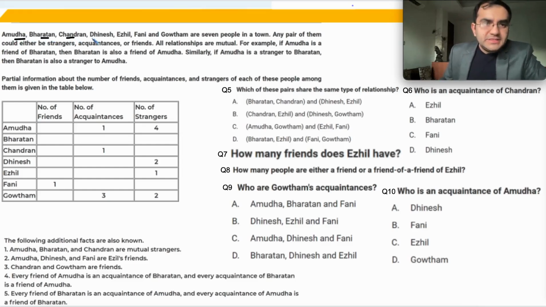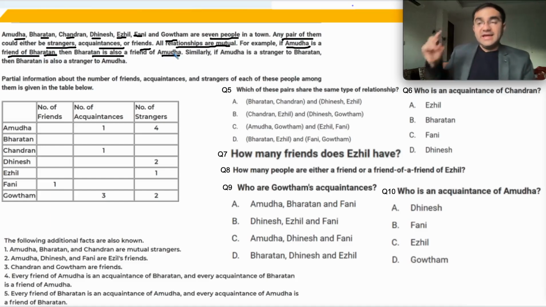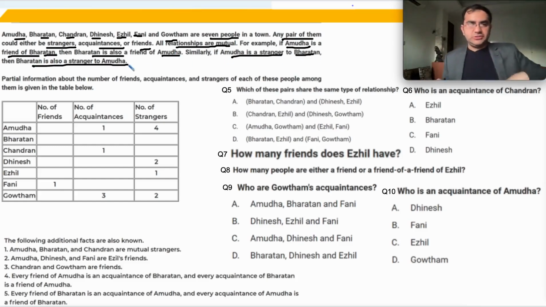A, B, C, D, E, F, G are 7 people in a town. Any pair of them could be strangers, acquaintances, or friends. All relationships are mutual. इसका क्या मतलब है? This is a very important point. If A is a friend of B, then B is also a friend of A. If A is a stranger to B, then B is a stranger to A. ठीक है? Mutual relationships. Very good.